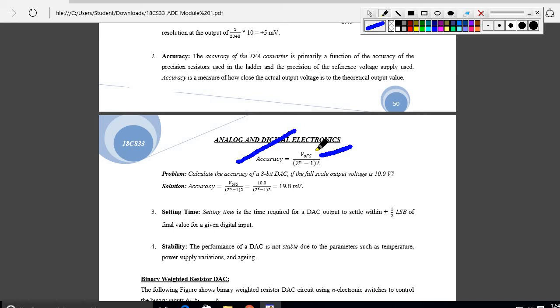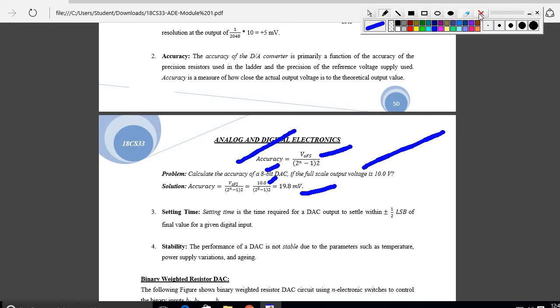If it is asked to find the accuracy, see here in this problem an 8 bit DAC has been given and the full scale voltage has been mentioned. So we are asked to find the accuracy. We know VOFS is 10 volts, and it is an 8 bit DAC, so n is equal to 8. Replace n by 8: 2 power 8 minus 1, the whole squared. This gives 19.8 millivolt, which is our accuracy. Like that you have to find it out. In this way it might be asked for 5 to 6 marks, the resolution and accuracy of the DAC, from the examination point of view.